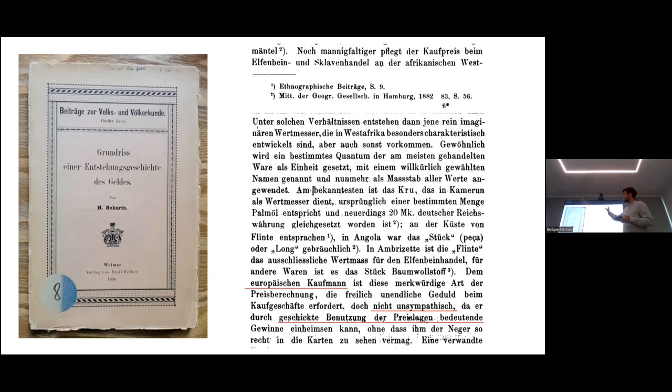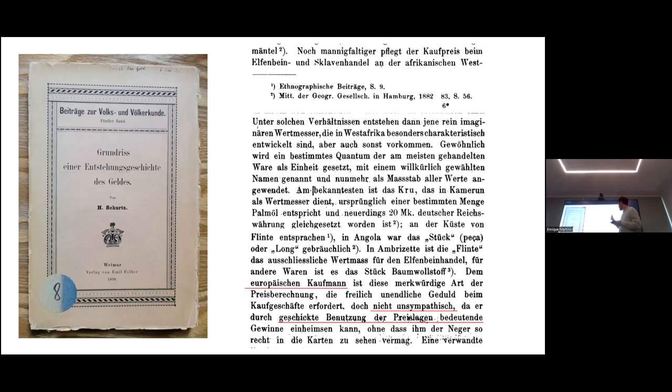And when Zimmer writes about this, he's implicitly and explicitly relying on this German anthropologist from the late 19th century called Heinrich Schulz, who has this book called Grundriss einer Entstehungsgeschichte des Geldes, an outline of the origins of money, which one of my side projects is to translate. And there he goes into detail about the Mannigfaltigkeit vom Kaufpreis im Elfenbein und Sklavenhandel. So about these imaginary units of account in the African trade. Even though, he said, it's obviously not exclusive to Africa, it's in different places.